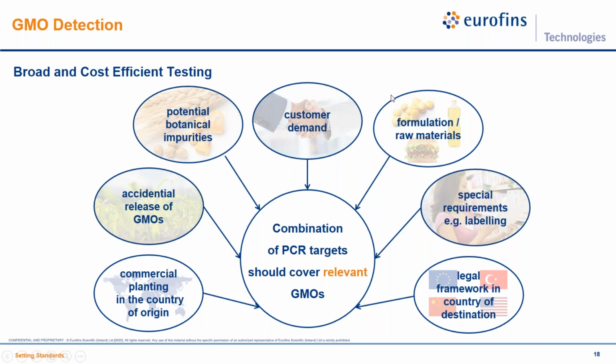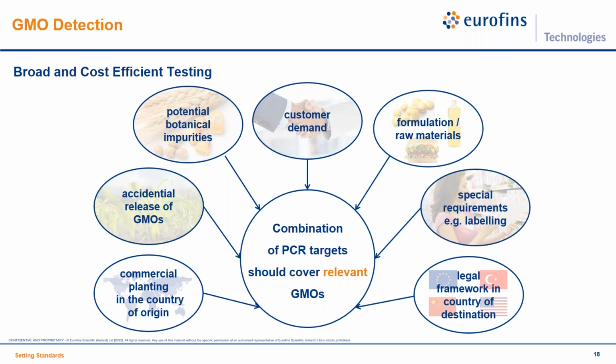The sample itself is very important. You may have samples with a high DNA content or very low DNA content. And as I said, there may be samples with a high or low GMO content. And there are samples that have botanical impurities. So for example, if you have a corn starch sample and there is a contamination with soybean, this may affect your strategy. And the most important thing is your customer, because they may have special requirements, and it's always good to talk with your customer first before you start the testing.